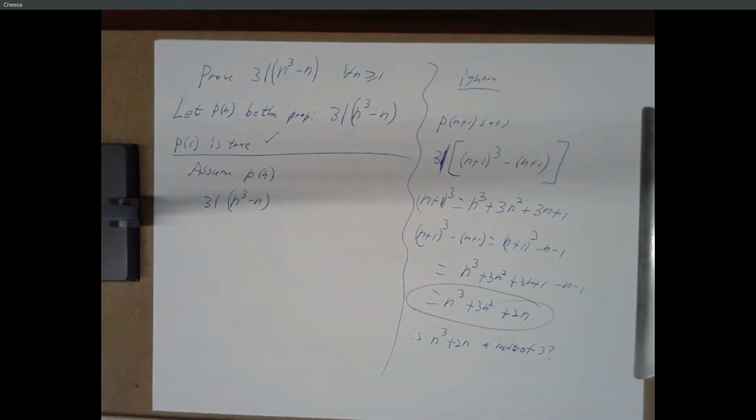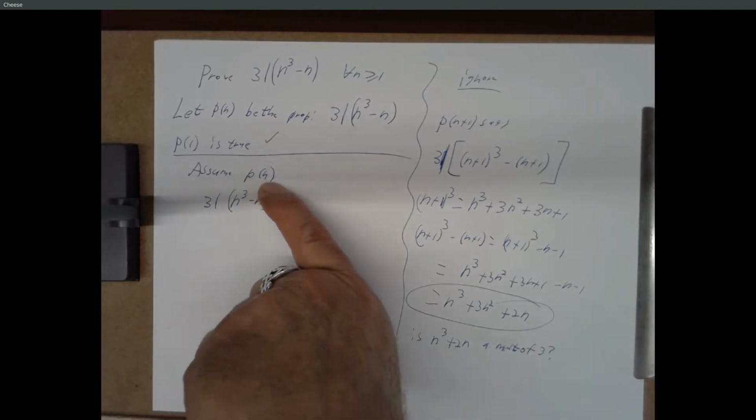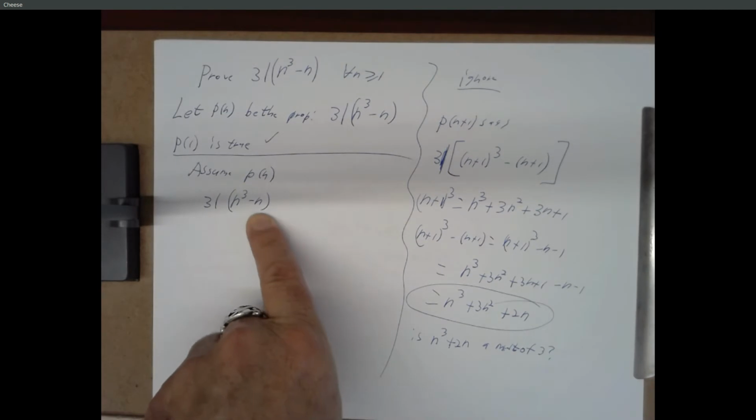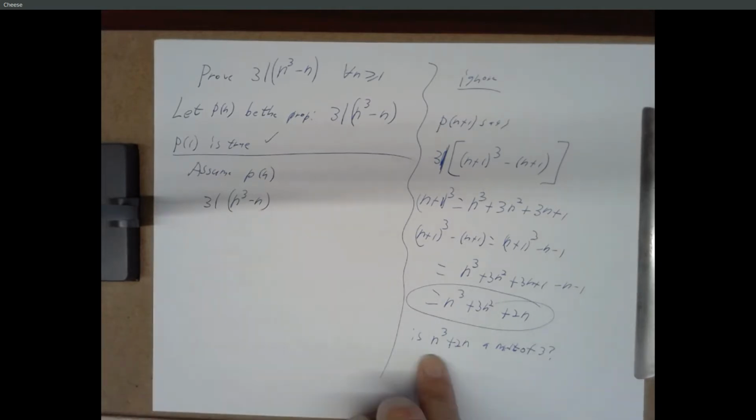So this is all the ignore me section, right? This is just thinking out loud on paper. n cubed plus 2n, how can we show that's a multiple of 3? And when we're doing this, we usually need to come back and use the fact that we assumed P of n. In other words, n cubed minus n, we know that's a multiple of 3. Can we use that fact somehow to show that n cubed plus 2n is a multiple of 3?